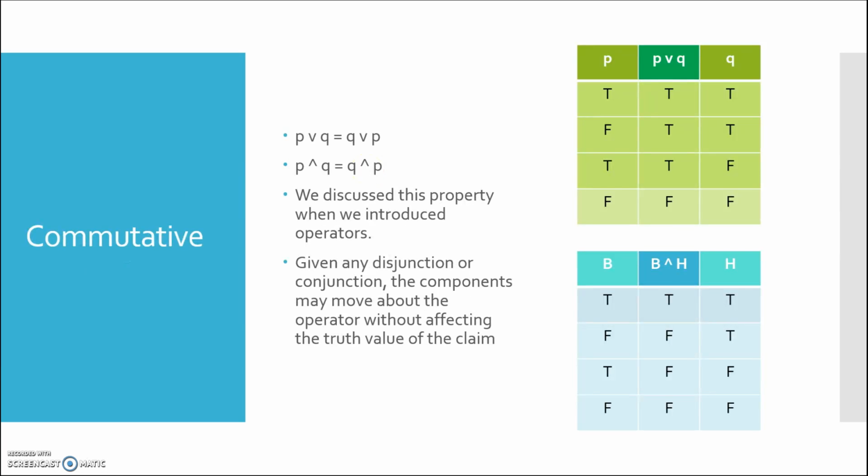The next property, or rule rather, is the commutative rule. We discussed this earlier when we went over logical operators. Both the disjunction and the conjunction have the commutative property. Given any disjunction or conjunction, the components may move about the operator without affecting the truth value of the claim. In other words, apples or oranges is the same thing as saying oranges or apples. Likewise, peas and carrots is the same thing as saying carrots and peas.